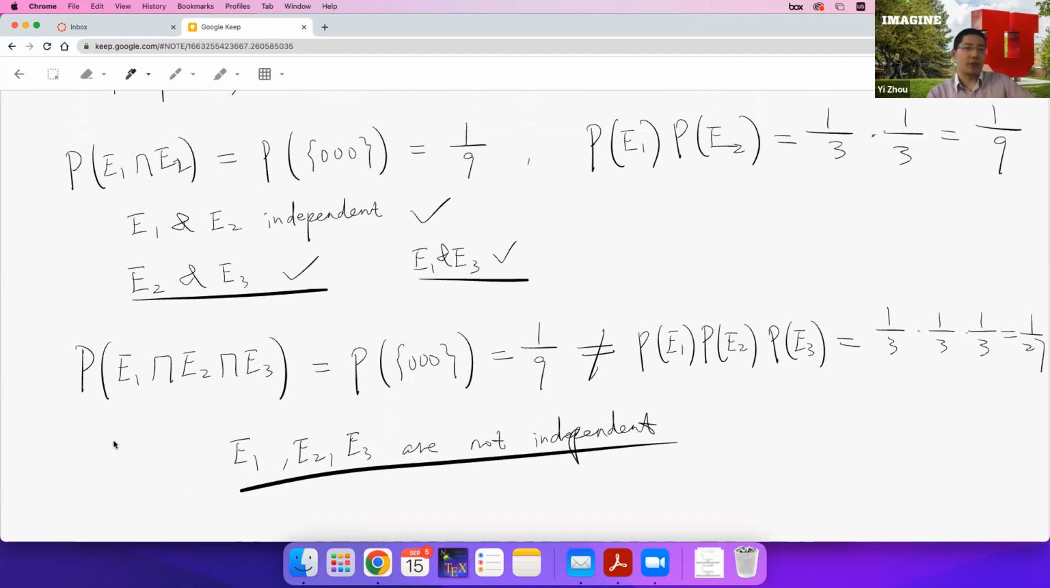From here, we can see that independence among multiple events is a very stringent condition. You have to verify the independence among any number of the events.